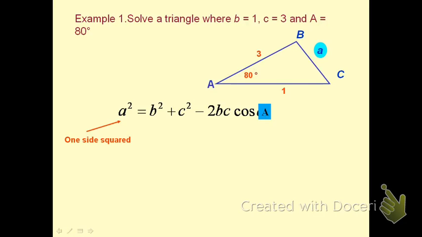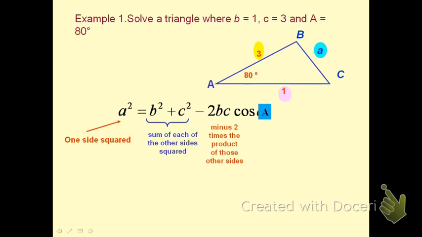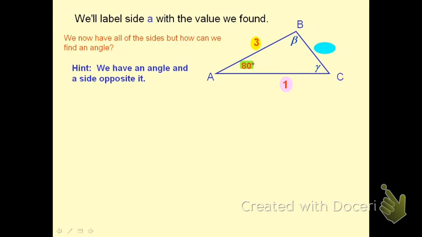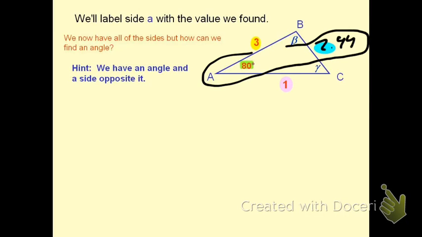Okay, and here's how we set up the formula. Okay, so now we know another side. So now we know 2.99 is where the blue dot is on this. So if I write 2.99 in there. Okay, now I'm going to try to find another angle. We have all the sides now, but how can we find an angle? Now we have an angle and a side across from it because we have the 80 degrees across from the 2.99. So now we can use law of sines.